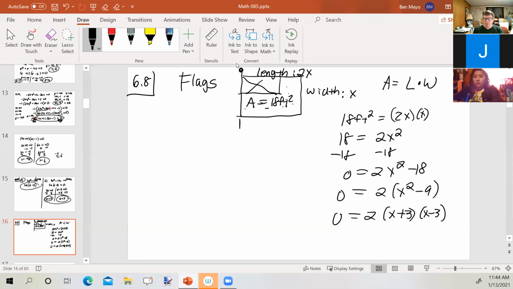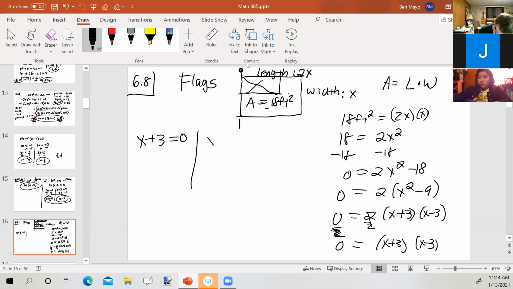So my next step would be to take each factor that contains a variable and set it equal to 0. Here again, I've got this 2, and I can divide both sides by 2 and still get 0 equals x plus 3 times x minus 3 if I want to. Or I could just ignore it in terms of setting each factor that contains a variable equal to 0. So now I've got x plus 3 equals 0. x minus 3 equals 0.